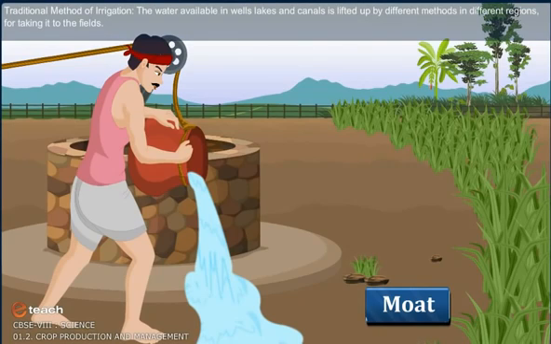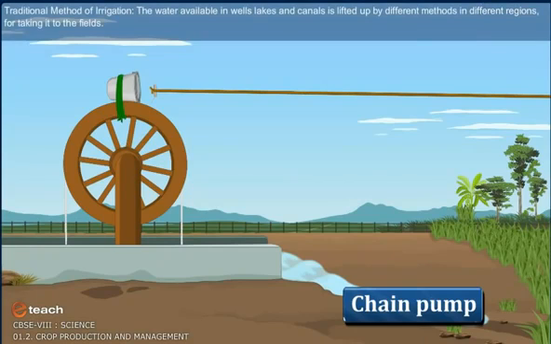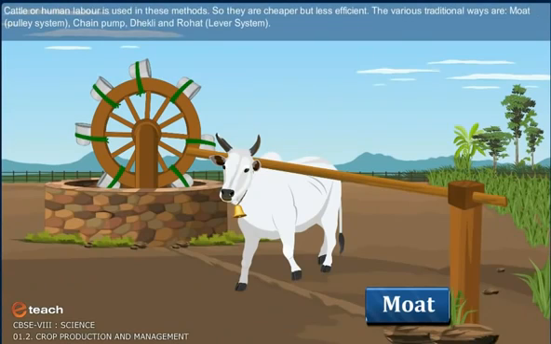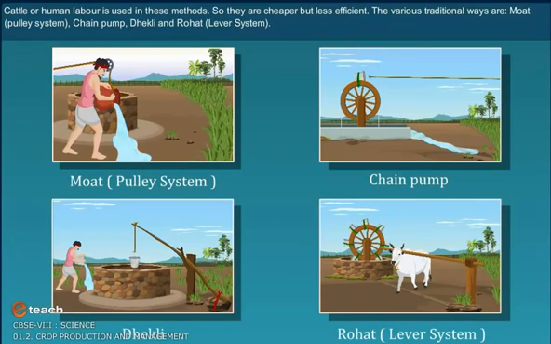Traditional methods of irrigation. The water available in wells, lakes, and canals is lifted up by different methods in different regions for taking it to the fields. Cattle or human labor is used in these methods, so they are cheaper but less efficient. The various traditional ways are moat, pulley system, chain pump, dhenkli, and rahat, lever system.